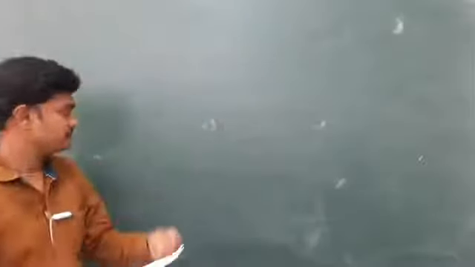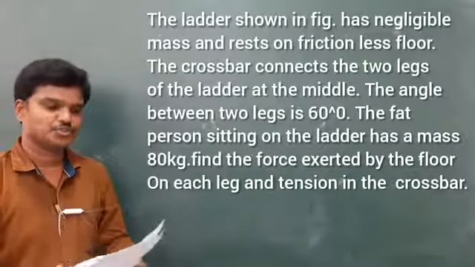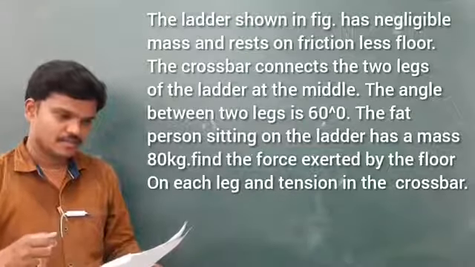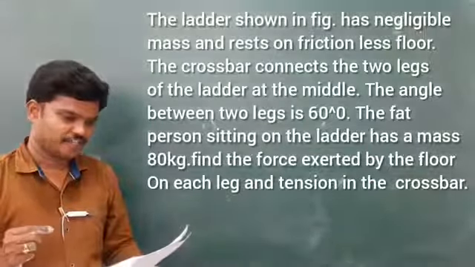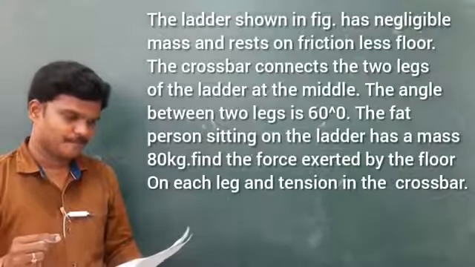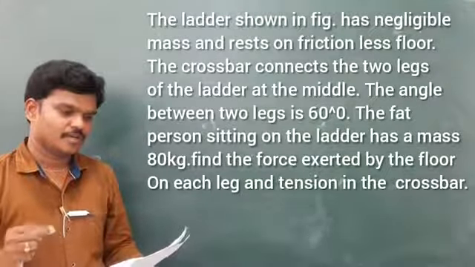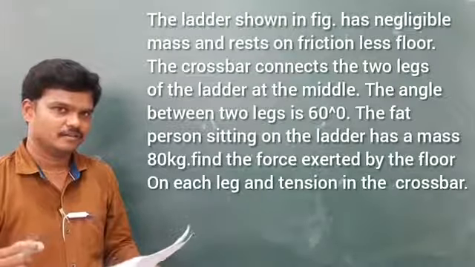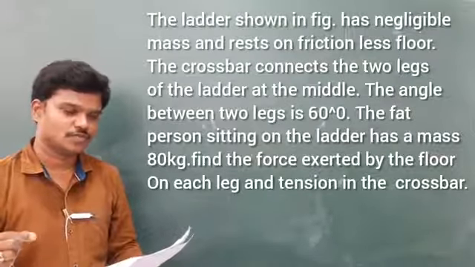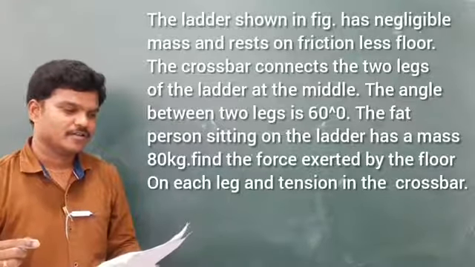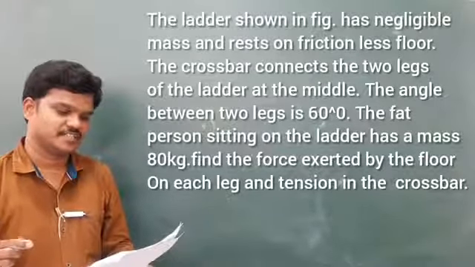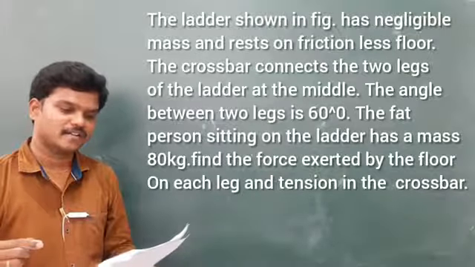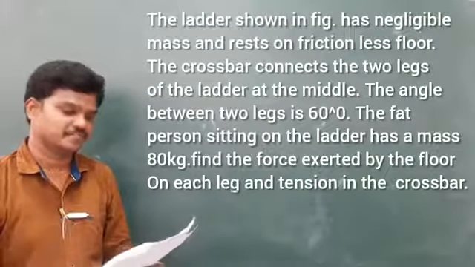See, let me read the question. The ladder shown in the figure has negligible mass and rests on a frictionless floor. Okay, the crossbar connects the two legs of the ladder at the middle. The angle between the two legs is given as 60 degrees. And the fat person sitting on the ladder has a mass of 80 kg.